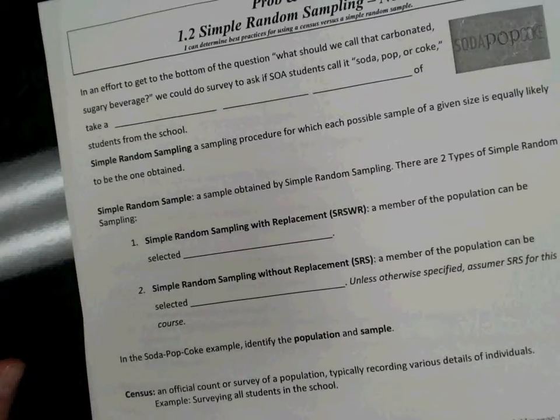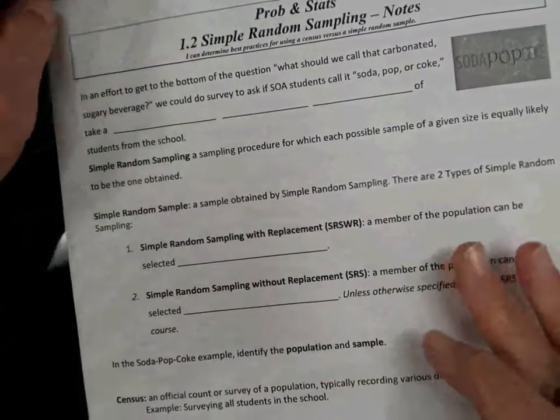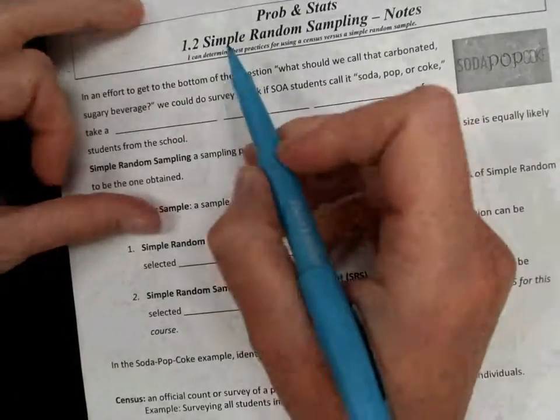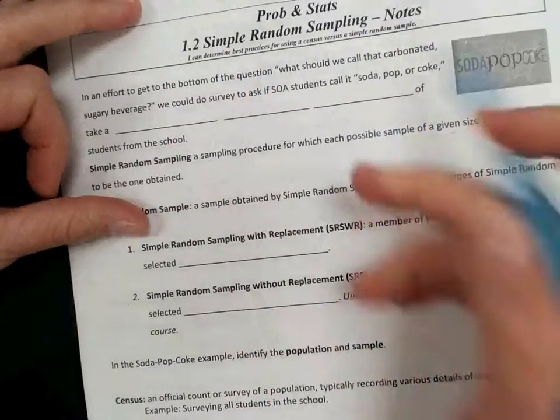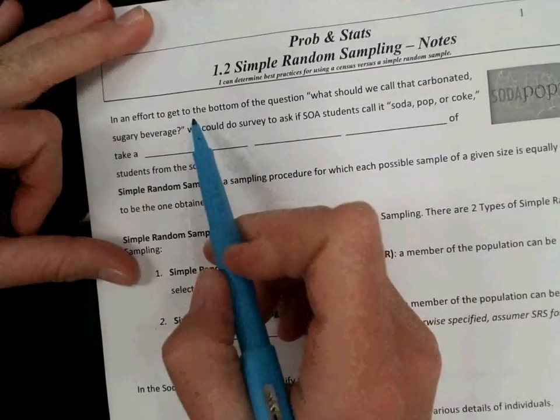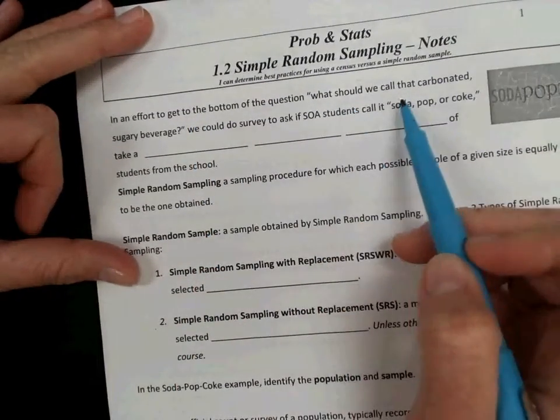Today's notes are section 1.2 from your text, simple random sampling. Today's goals are to determine best practices for using a census versus a simple random sample. In an effort to get to the bottom of the question, what should we call that carbonated sugary beverage?